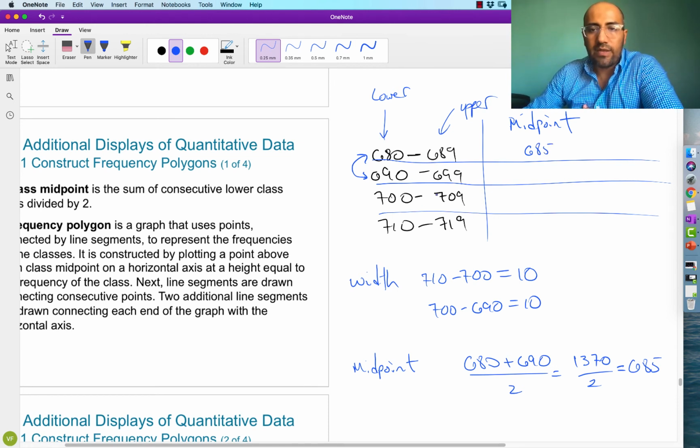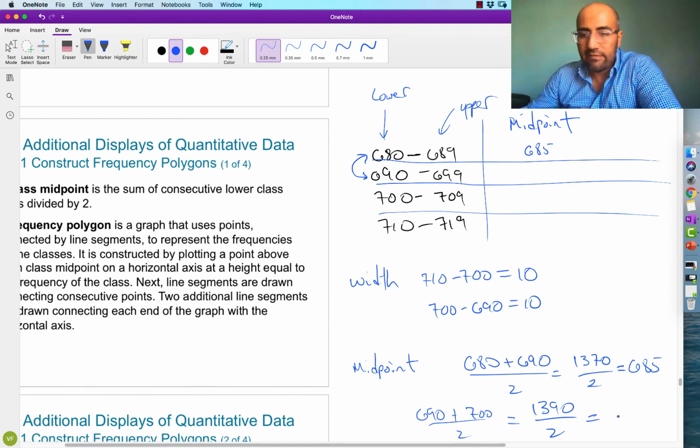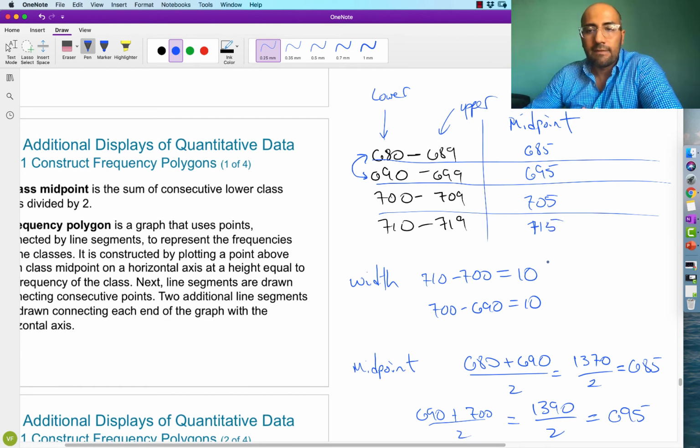To find the class midpoint of the next one, I have to do 690 plus 700, divide that by 2, right? And that'll be 1390. 700 plus 690 would be 1390. Divide that by 2 gets me to 695, just as expected. That becomes the class midpoint here. And then you start to see a pattern. So this is going to be 685, and this is going to be 695, 705 and 715. Good.